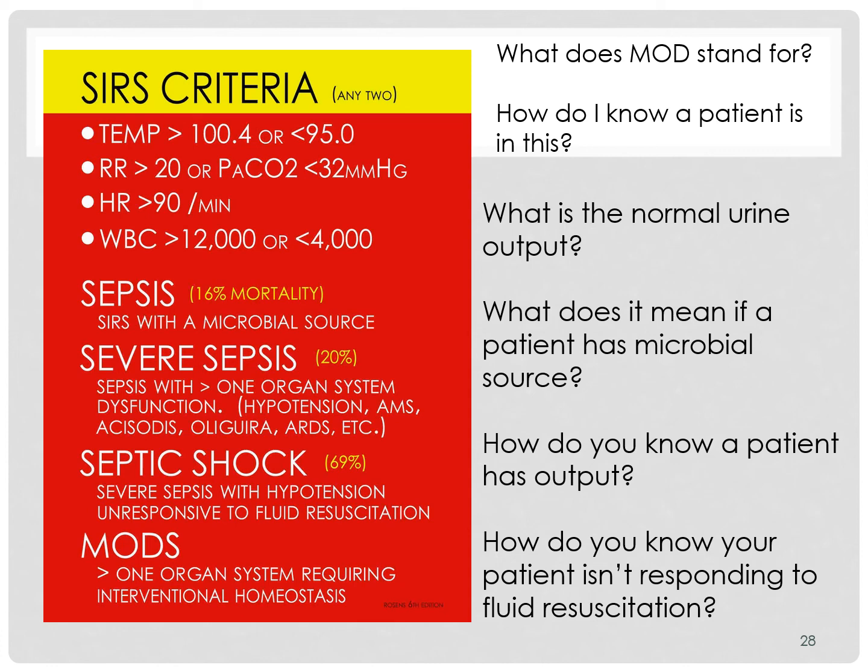When your patient has severe sepsis that's hypotensive with two SIRS criteria and a microbial source, they are headed down the road to septic shock and MODS. MODS stands for multiple organ dysfunction syndrome, which means an organ system is requiring interventional homeostasis. This means that it is completely shut down. Generally, those are like your kidneys. Usually you'll see those go first, okay?